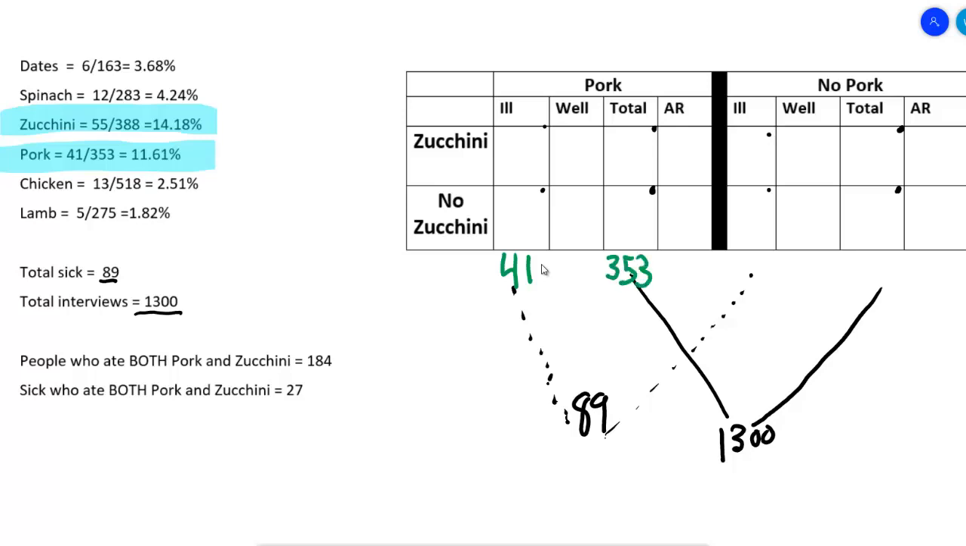So we would write that there. As you can see, if there's 89 total people who are sick and 41 ate pork, then the rest of them did not eat pork. And that total is 48.